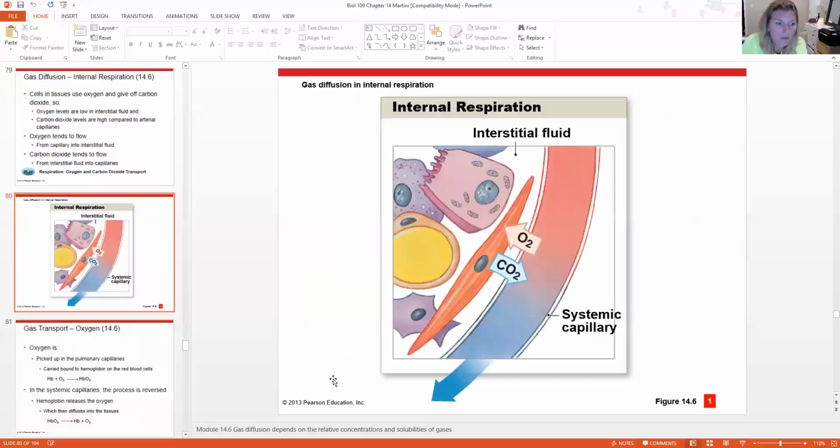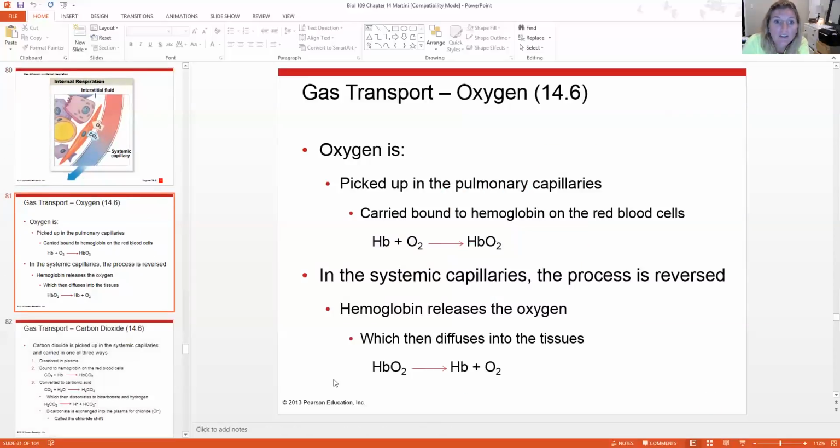There's the same picture I showed you earlier. Oxygen is picked up by those pulmonary capillaries and it's bound to hemoglobin on the red blood cells. It forms something called oxyhemoglobin in this little reaction right here. In the systemic capillaries, the process is reversed and oxyhemoglobin is broken down into hemoglobin and oxygen.